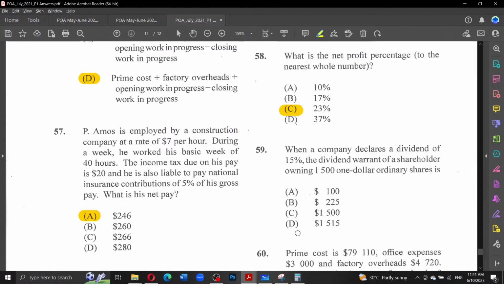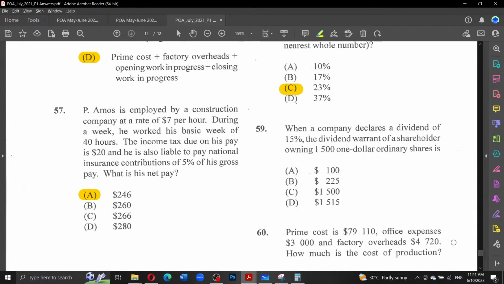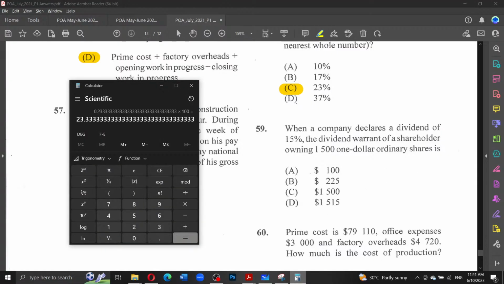When a company declares a dividend of 15%, the dividend warrant of a shareholder owning 1,500 ordinary shares is, so you have 1,500 shares and you find 15% of it, so 225.